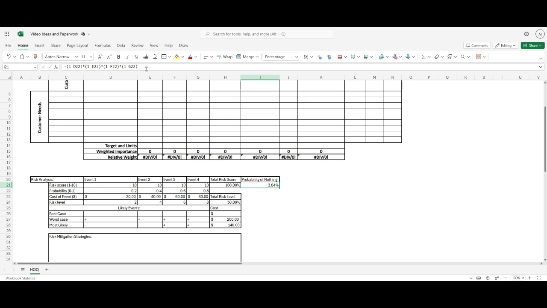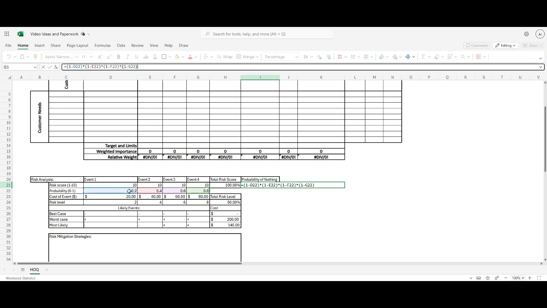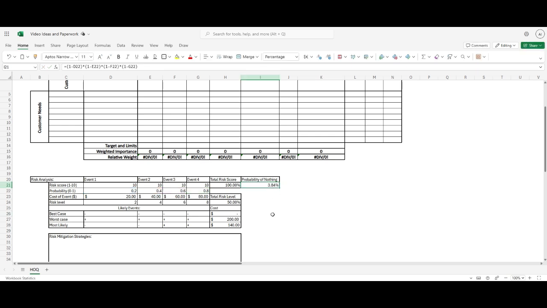This right here, probability of nothing. So that just takes the inverse of all of these, multiplies it all together to give you the probability that nothing will occur. So in this case, it's 0.8 times 0.6 times 0.4 times 0.2. And in basic probability, when you multiply each event together, it gives you the probability that every event is going to occur. So in this case, you have a 3.84% chance of no adverse events occurring.